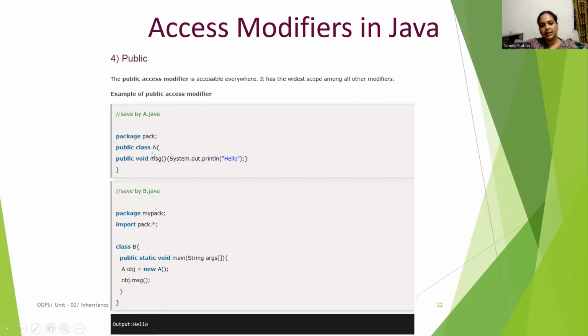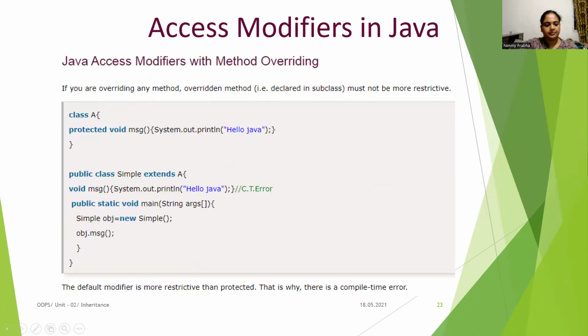Public. Here it is a public class in this package. This we can simply use as public. So what we discussed here is the access modifiers.